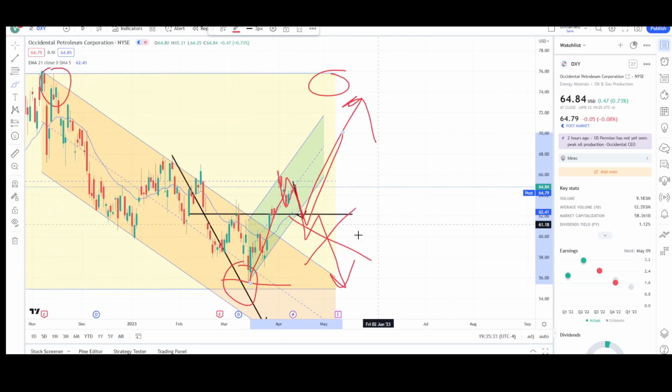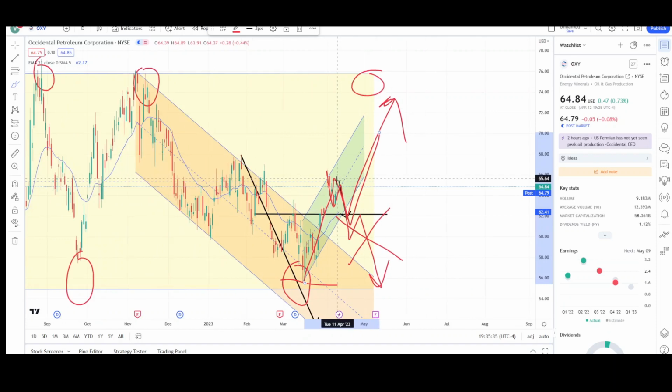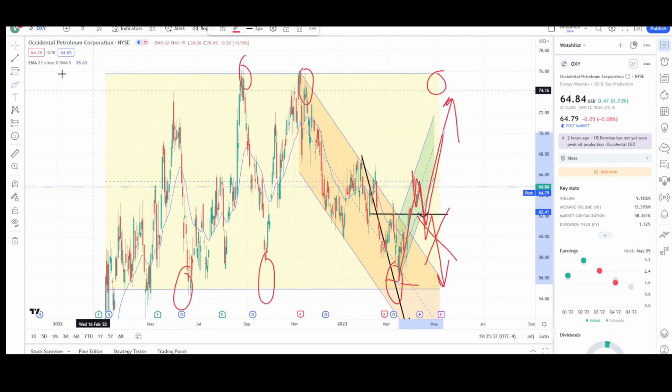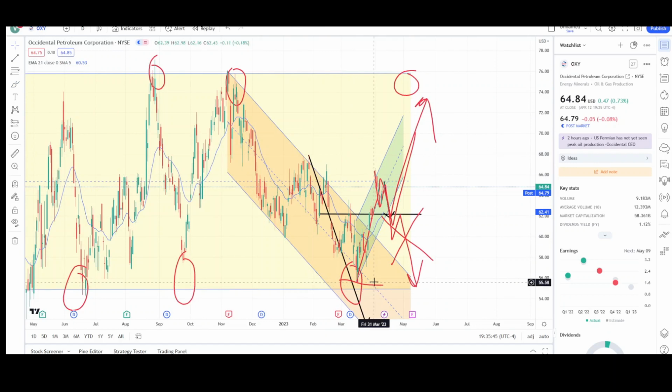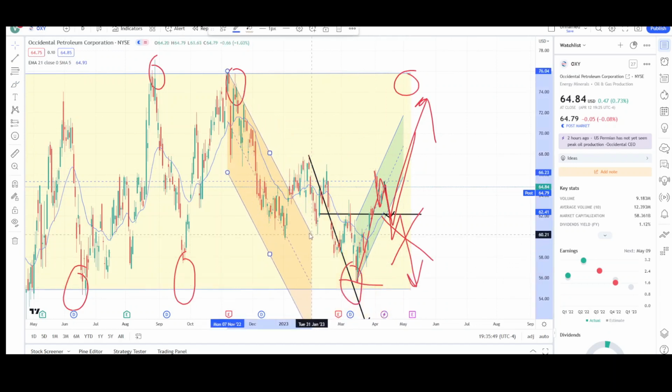We'll have to wait and see, but as of right now, this is what it looks like it's trying to do. So that's all I have for OXY. And sometimes if the range lows or highs are strong, really strong, then we don't get a new low of the channel. Normally after a break of a channel, you get a new low, just like what happened right here.